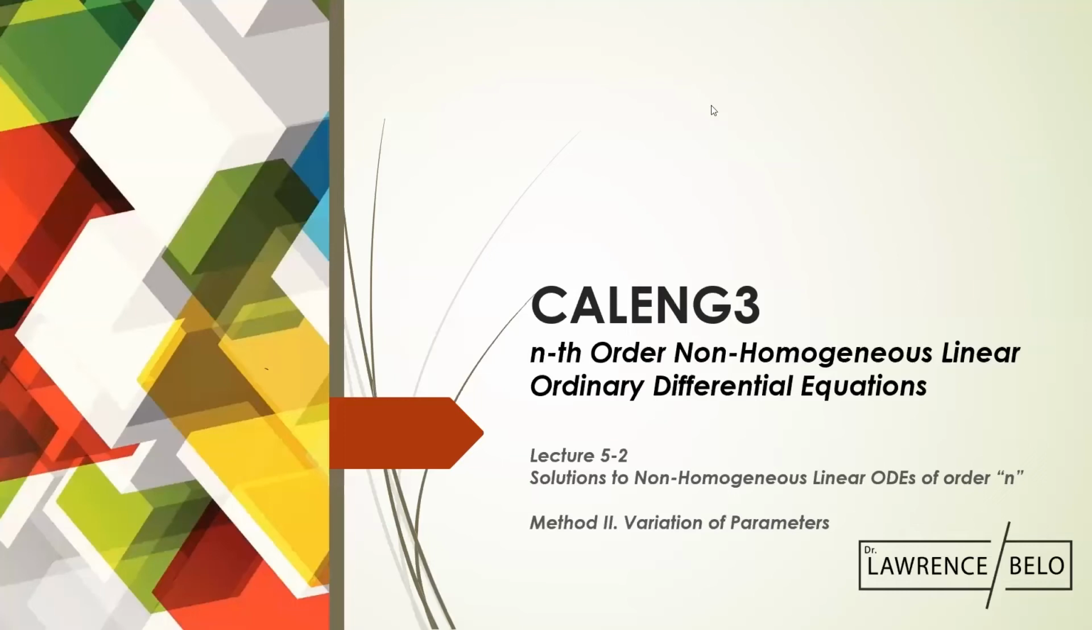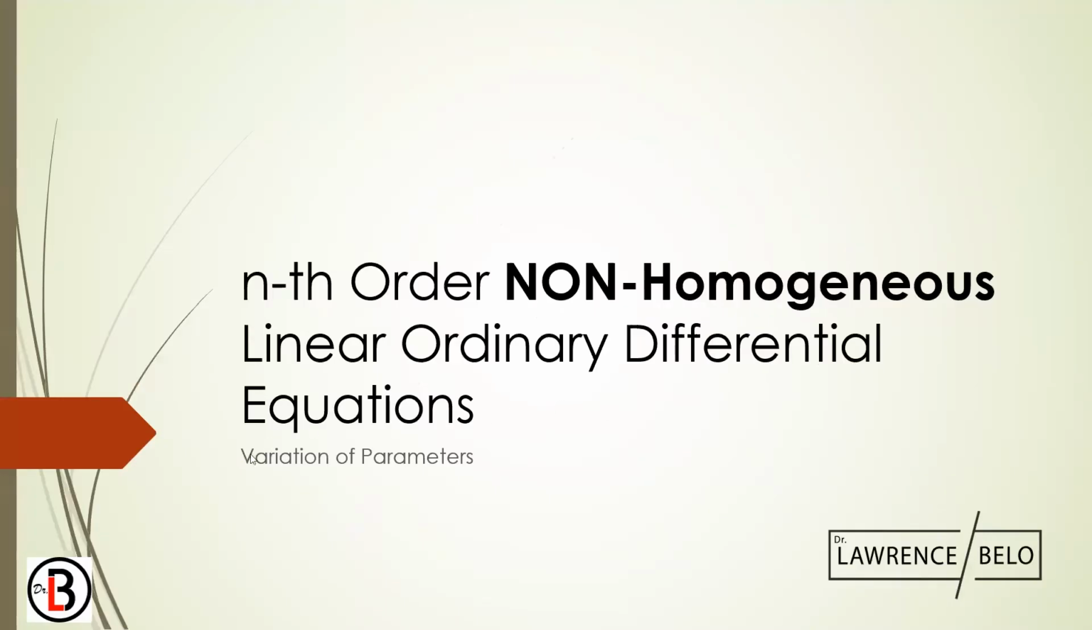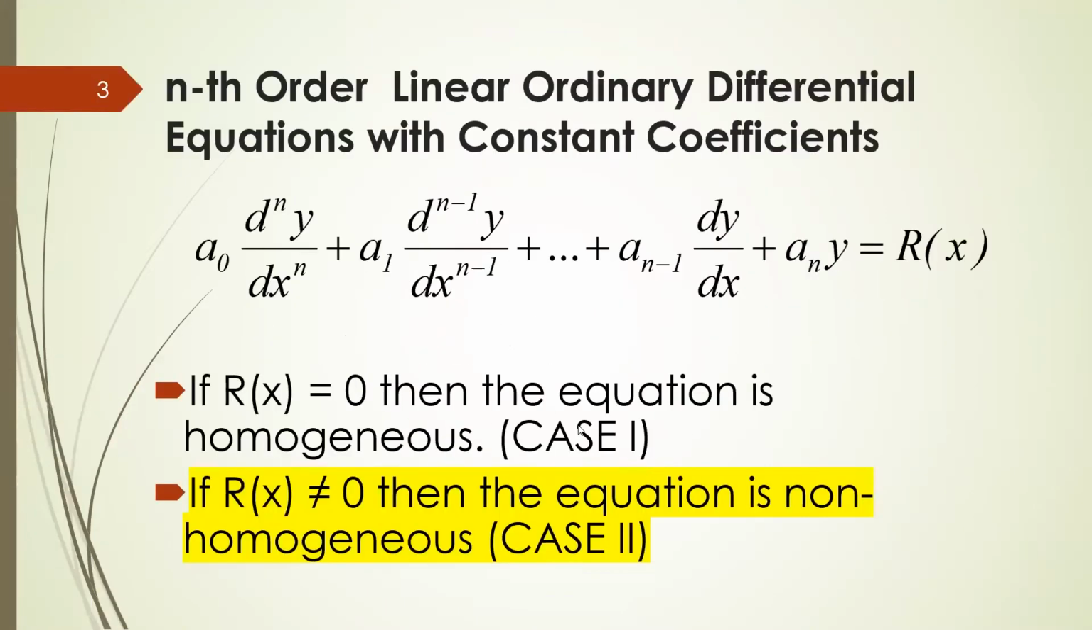All right, so for our lesson today, we'll be discussing the second part of the solutions to non-homogeneous linear ordinary differential equations of order n using the variation of parameters. So for this time, we will have the variation of parameters. So just to recall, there are two types.